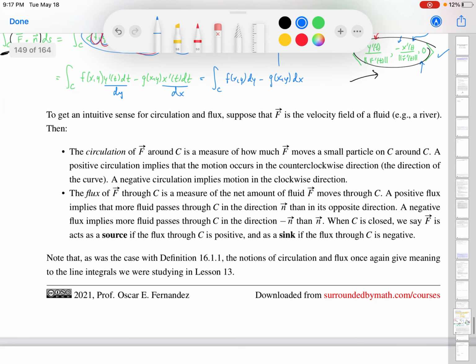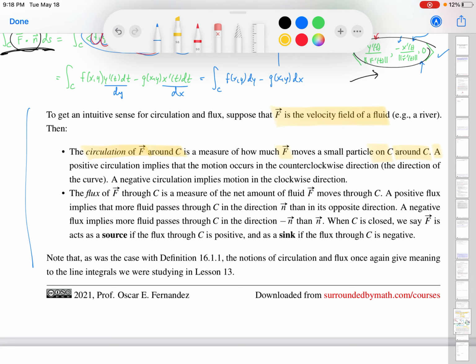Okay, so much of what is written here is what I just said, but I do want to go over it because it contains some of those insights in a condensed form. So again, suppose that F is the velocity field of a fluid. So think of standing in a stream, for example. The circulation of F around C basically measures how much F moves a small particle on C around C. So again, we're back to the bead on a wire interpretation.